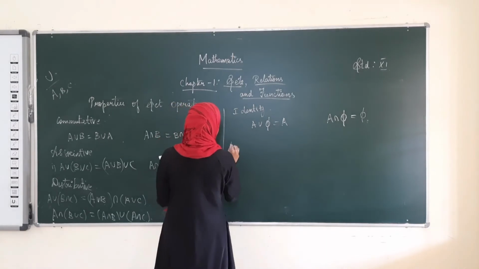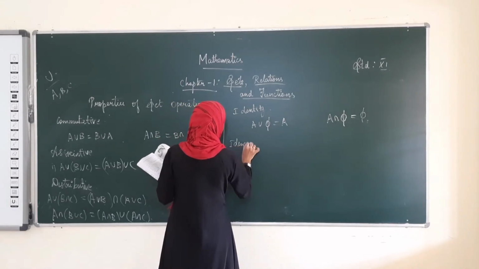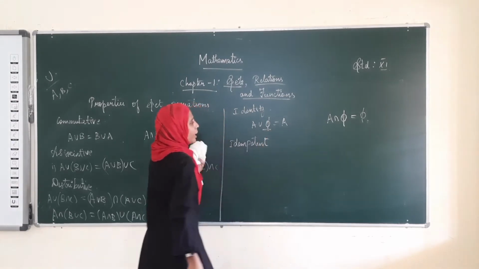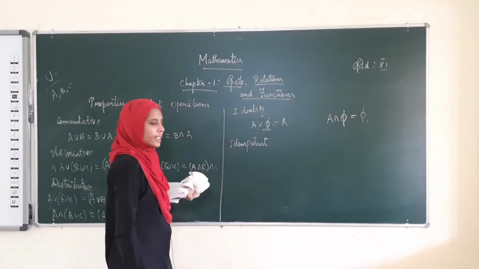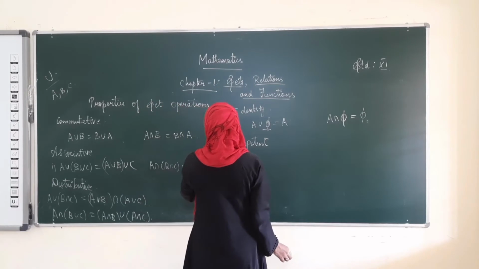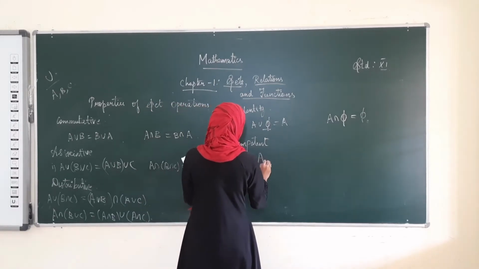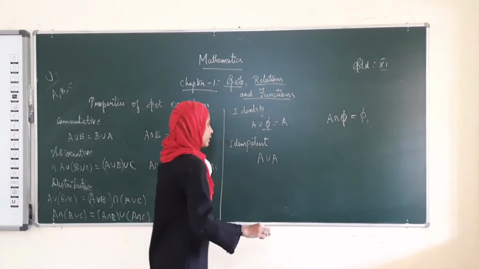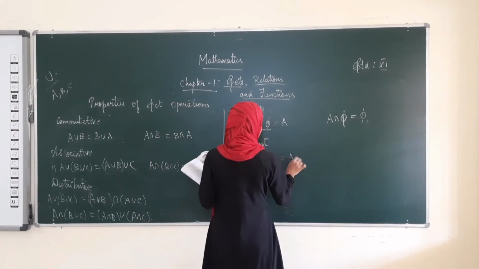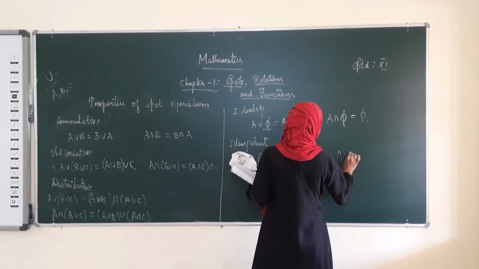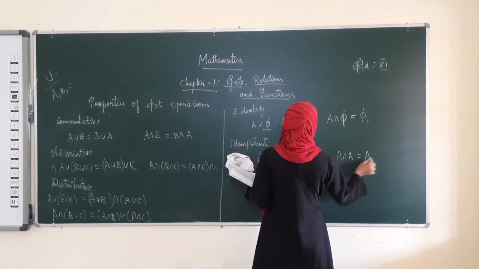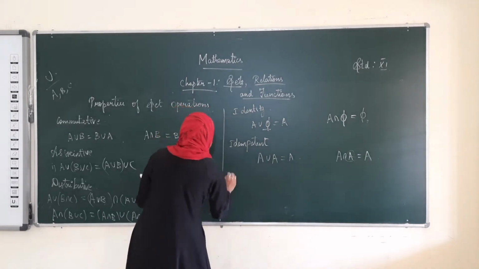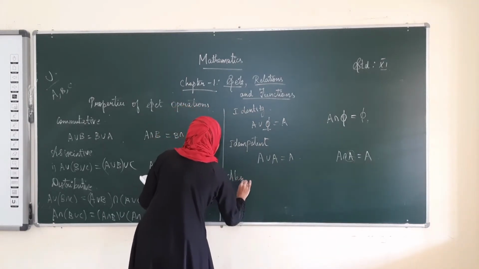Next is idempotent. See here, this empty set is called the identity set. Idempotent means for union, A union A. When we take union of the same set, what do we get? A alone. And similarly, A intersection A, what do we get? A. Here the set itself is called the idempotent set. And then the absorption law.